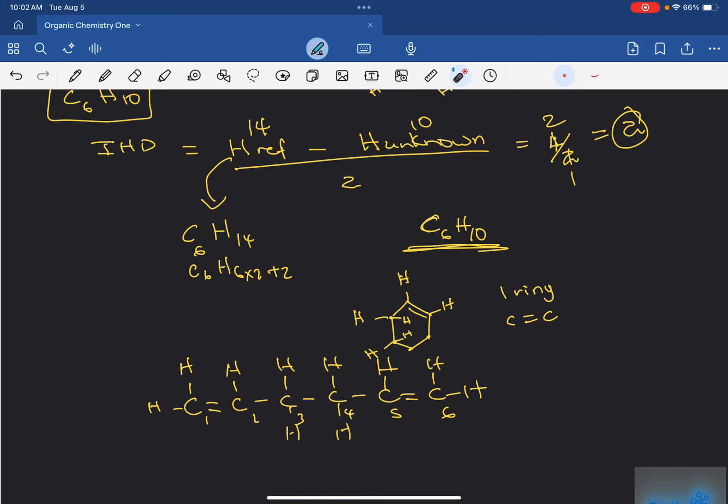So just remember with index of hydrogen deficiency, you're literally calculating how much hydrogen is lacking in the molecule. And the lack of hydrogen in the molecule shows up as either a ring, a triple bond, or a double bond, right? Sometimes they may ask you to draw structures, sometimes you're not asked to, but you definitely will be asked to calculate the index of hydrogen deficiency. That is a must, so I need you to go ahead and learn that.